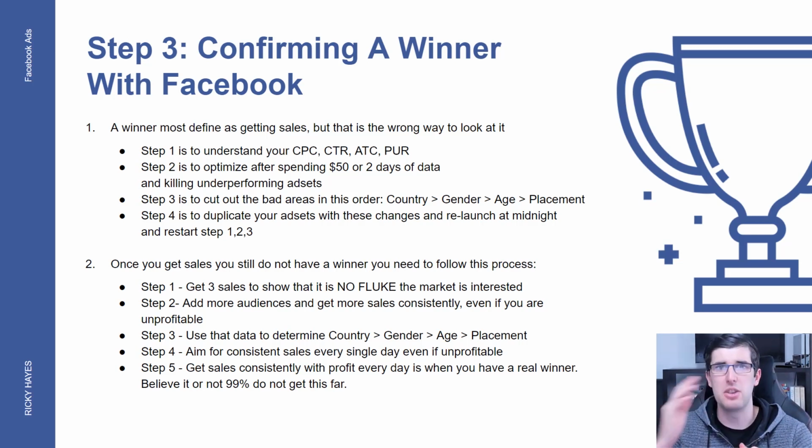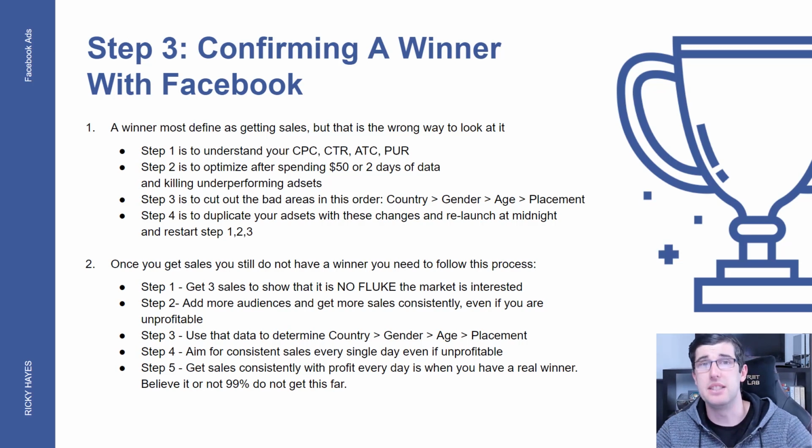Of 100 people, you might get 5 clicks, and they might be 50 cents each, costing you $2. Your CTR would be 5%, because if 100 people saw your ad and 5 people clicked, that's your click-through rate. If one of those 5 people added to cart, you have a 20% add to cart ratio, which is pretty good actually. And then obviously your purchase.